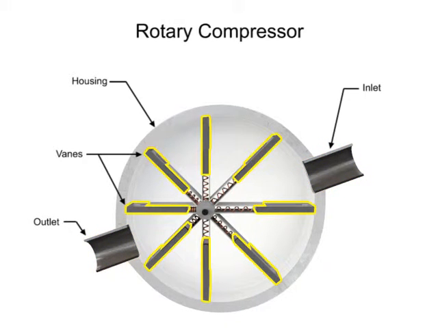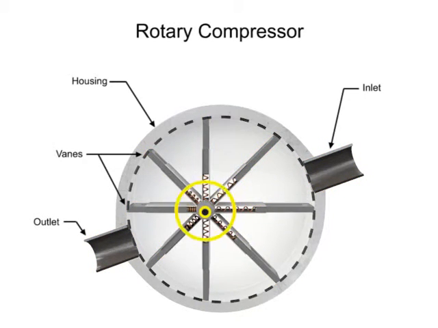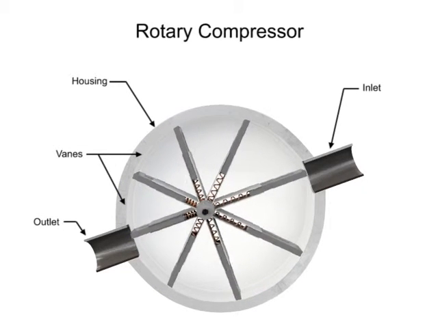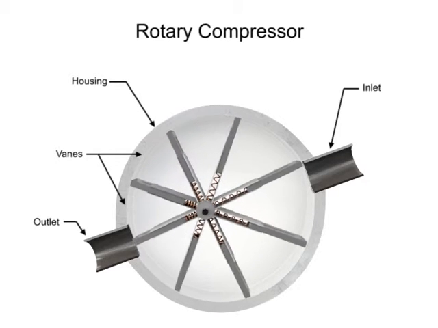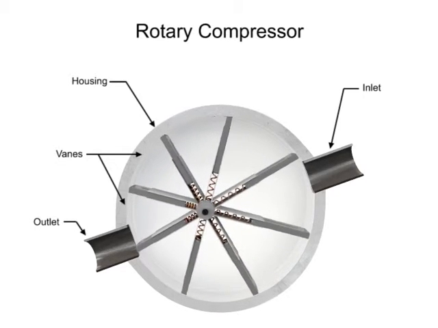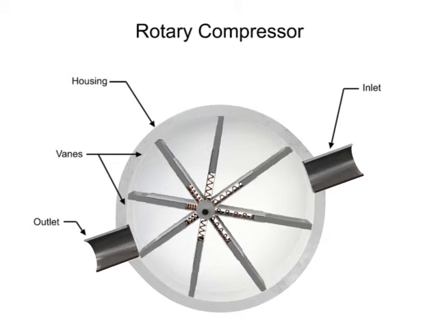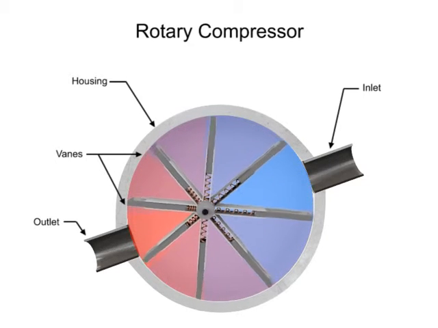The vanes are on an off-center drive shaft. As the shaft rotates, the vanes slide in and out to maintain contact with the cylindrical compressor wall. As they do, they create chambers within the cylinder of varying sizes.